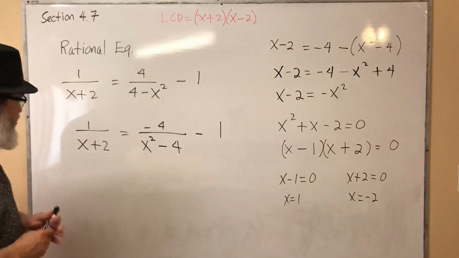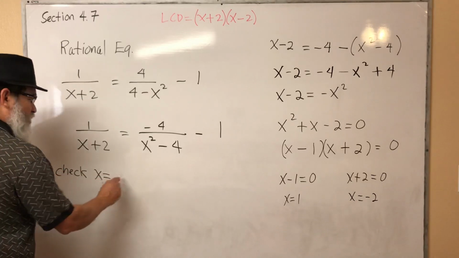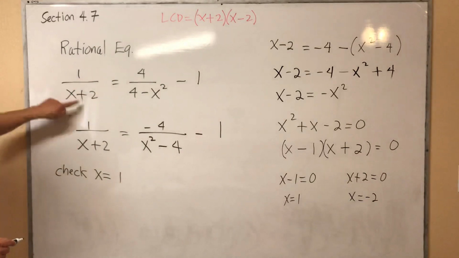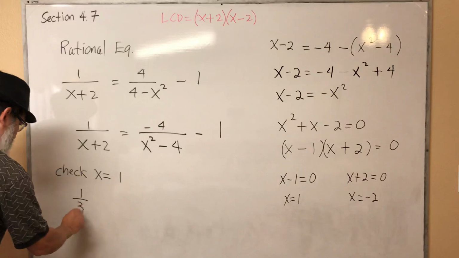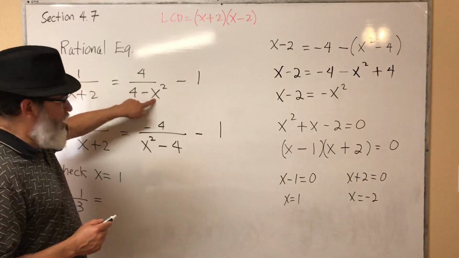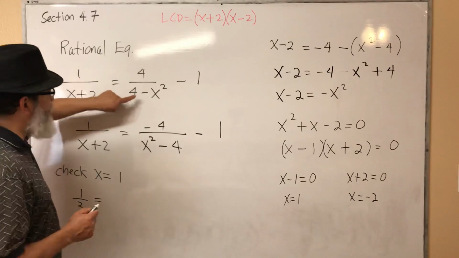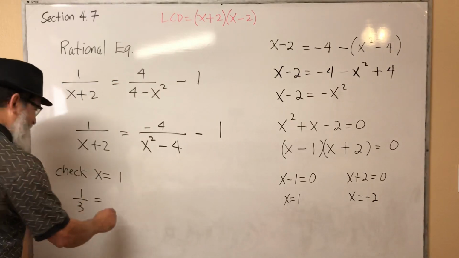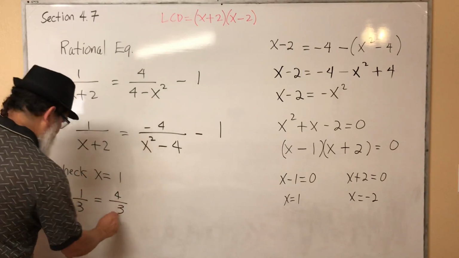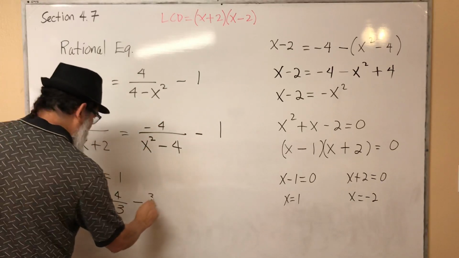Okay, so let's check. Check x equals 1, the first one, look. Plug it in there. 1 over 3 equals 2. This is 1. What's 1 squared? 1 squared is 1. So 1 over 4 minus 1, which is what? 4 over, what's 4 minus 1? 3. Minus, you see this 1? That's 3 over 3.